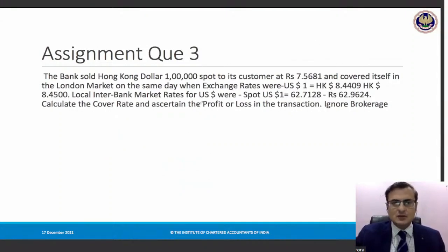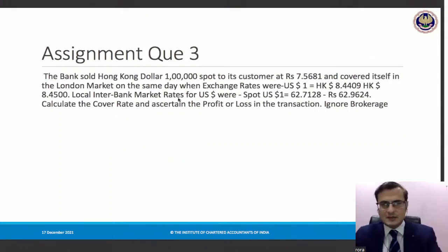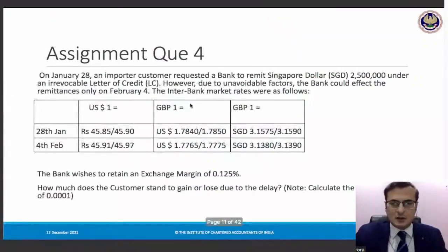Okay. So if there's no doubts, we can move to the next question, which is this one. So let's start. So you already have these questions, right? On January 28th, an importer customer requested a bank to remit Singapore dollars.